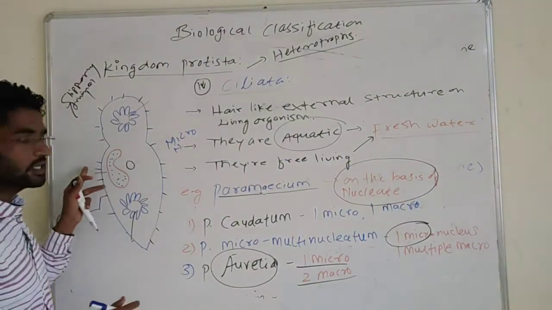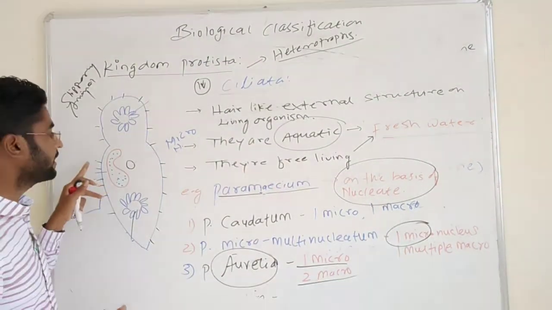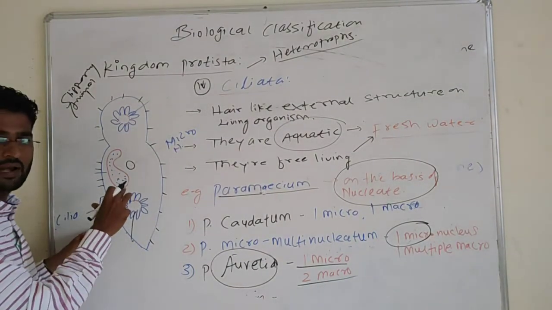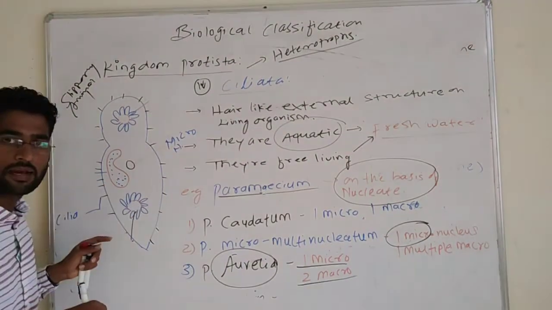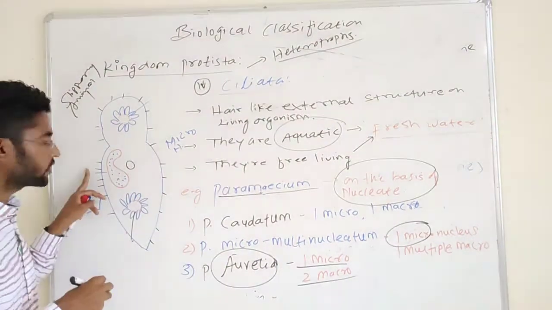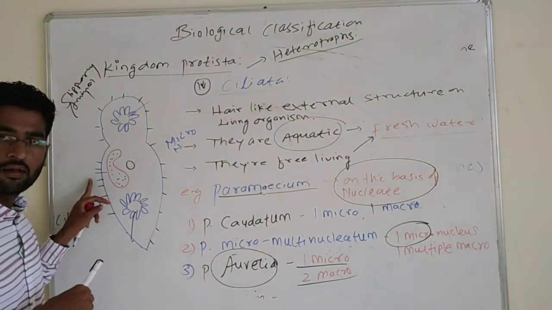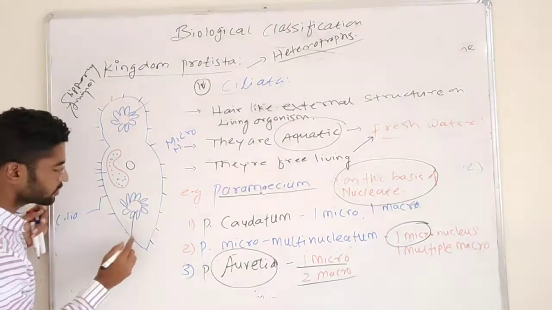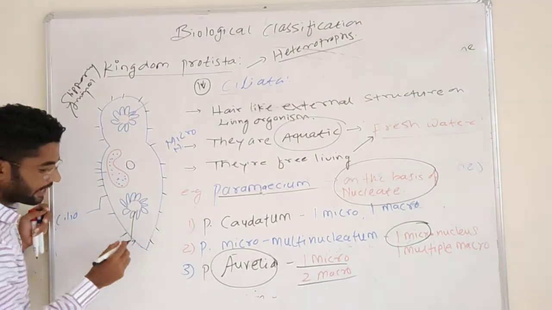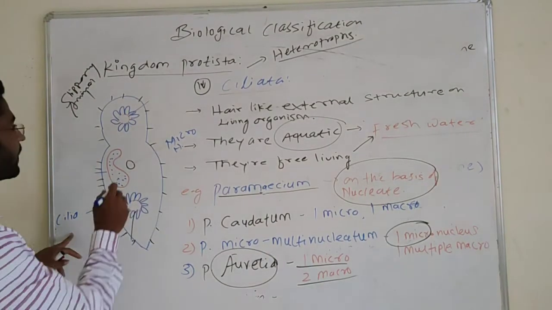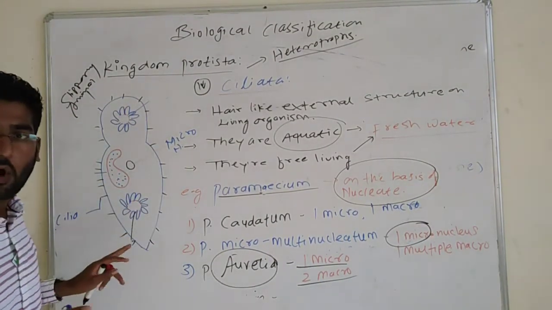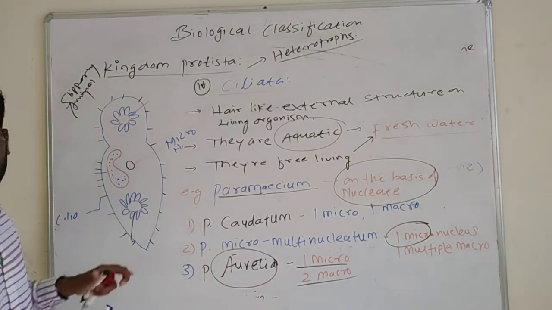Now this is the structure of the paramecium, right? It has a slipper-like structure, so it is known as the slipper animal as well. This structure of the paramecium shows the presence of cilia, right? Cilia are nothing but external projections on the surface of the body of the paramecium, right?